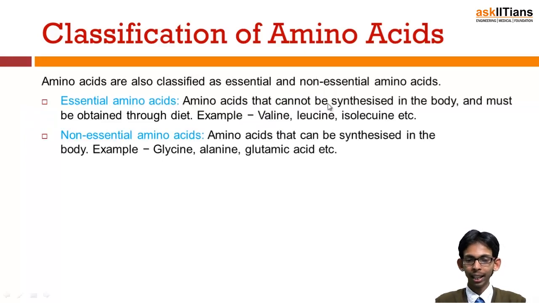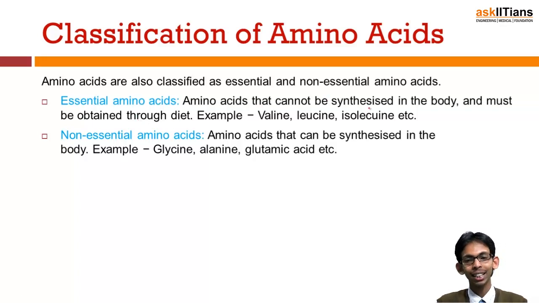Next is another classification of amino acids. These are classified as essential amino acids and non-essential amino acids. Essential amino acids are those which are not synthesized within our body. We cannot synthesize them within our body, so we need to consume them in our food. They must be part of our diet, otherwise we'll suffer from deficiency. That is why they are known as essential amino acids. They are a very essential part of our diet because they are not synthesized in our body.